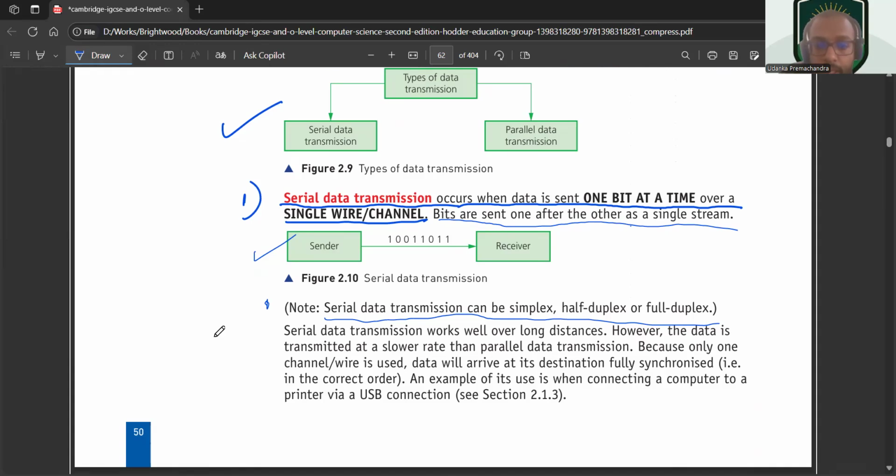So data will arrive at its destination fully synchronized. An example of its use is connecting a computer to a printer. A USB connection can be a type of serial data transmission.